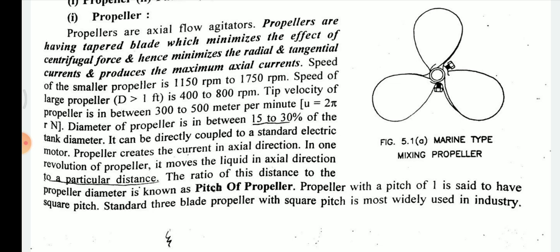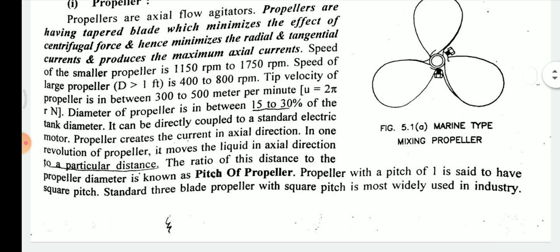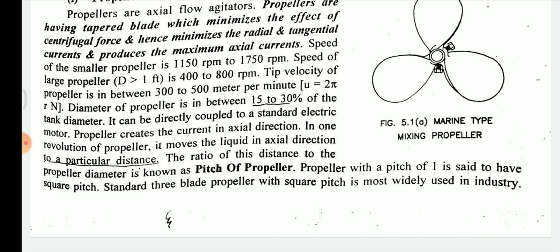The tip velocity of the propeller is between 300 to 500 meters per minute. Tip velocity is given by u equals 2 pi r n. The diameter of the propeller is between 15 to 30 percent of the tank diameter. What propeller diameter should we keep? We can keep the diameter between 15 to 30% of the tank diameter.